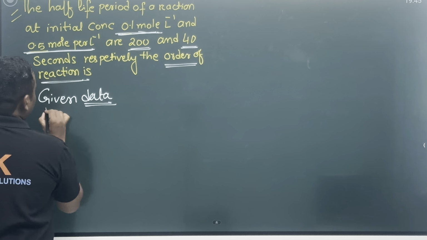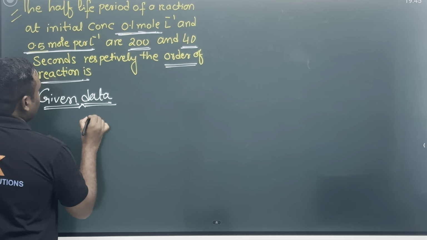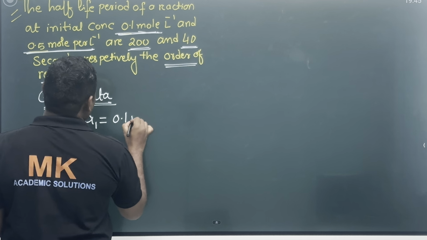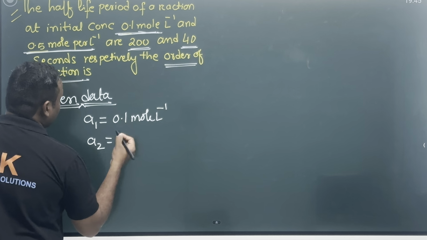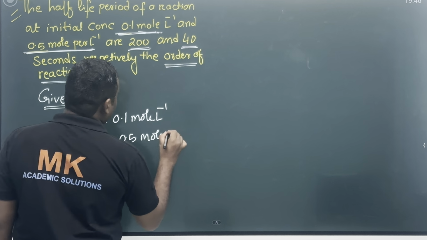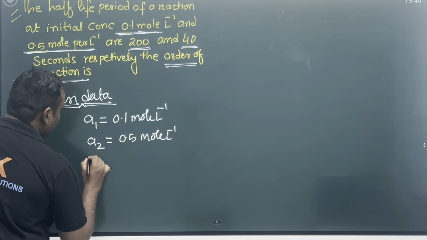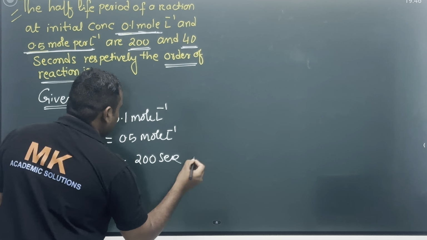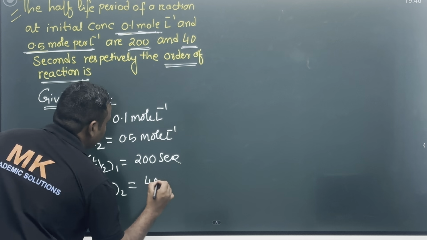So what is the given data here, children? First, initial concentration A1, that is 0.1 mole per liter. Initial concentration A2 is equal to 0.5 mole per liter. Next, T half 1 is equal to 200 seconds, and T half 2 is equal to 40 seconds.